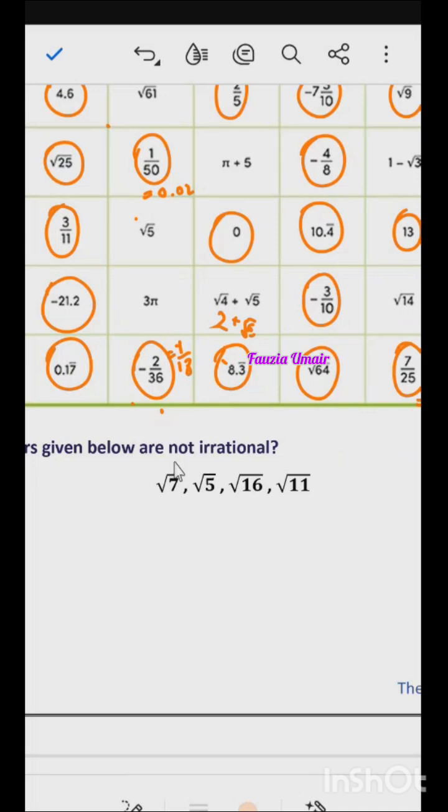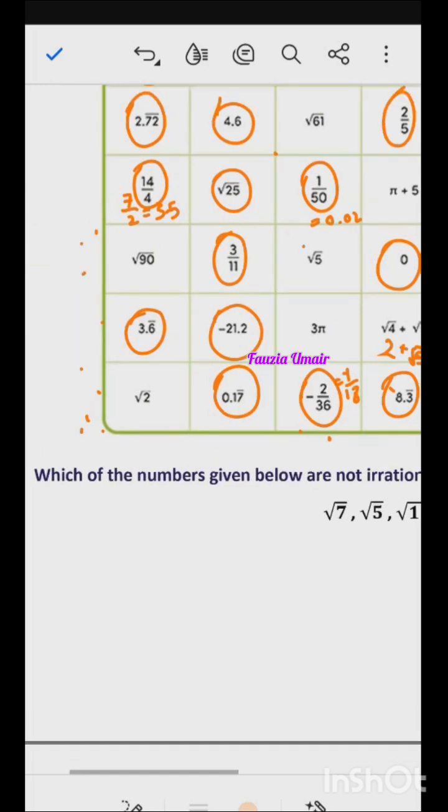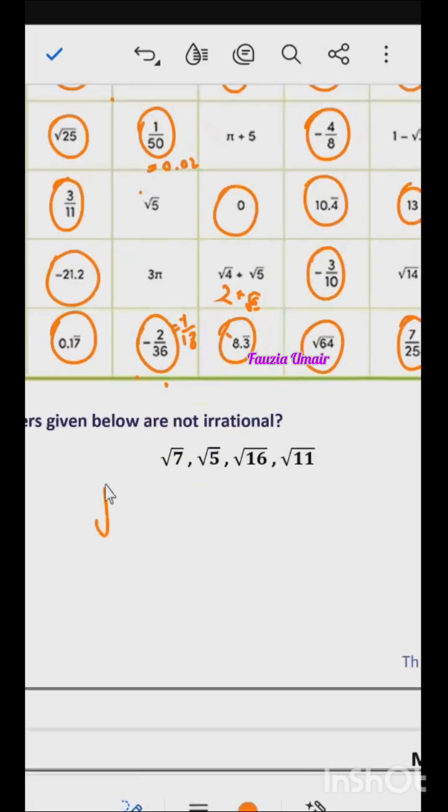It is irrational. Okay? So we need to tell. So answer it. One of the answers is square root of 7. So what about square root of 5?